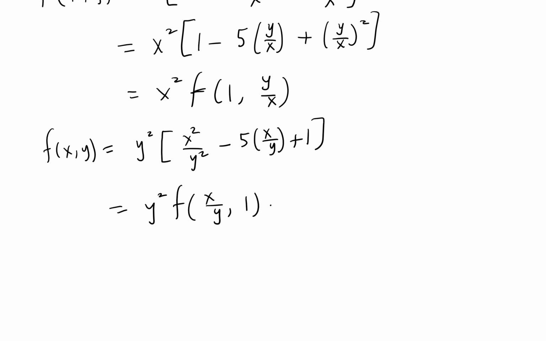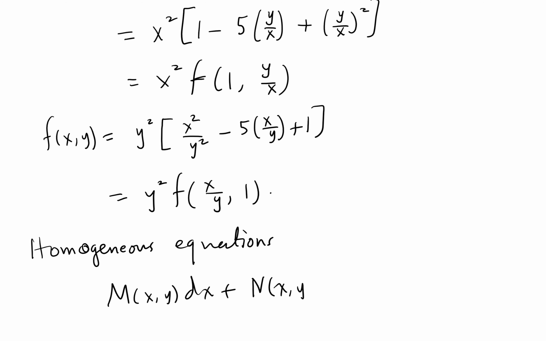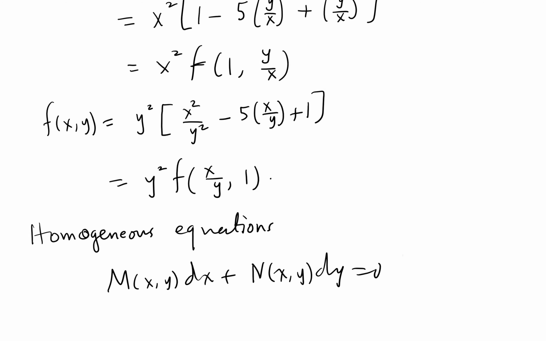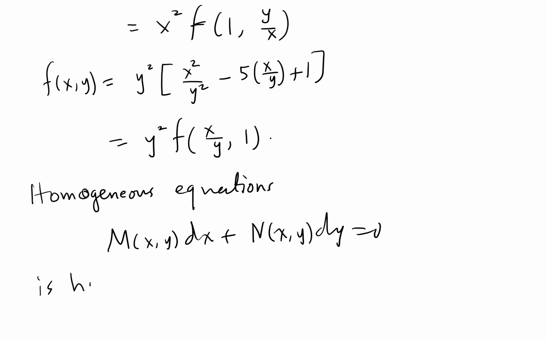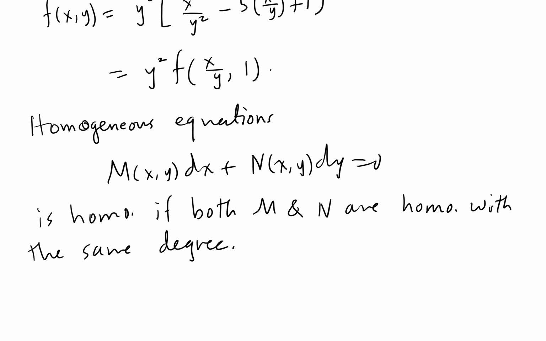Now we are going to look at homogeneous equations in the form M of xy dx plus N of xy dy equals 0. We say an equation in this form is homo if both M and N are homo with the same degree. And the big question is how to solve such equations.